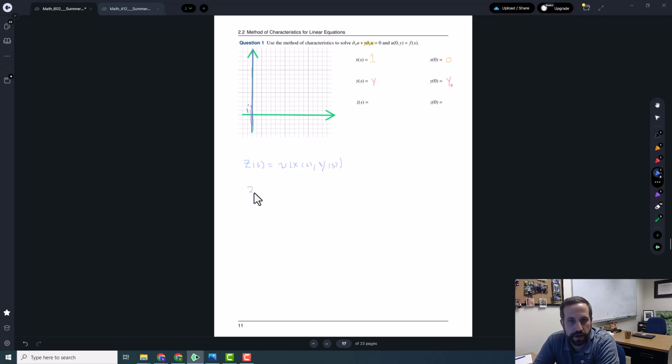And so by the chain rule, z dot of s is going to be equal to x dot times the x derivative of u plus y dot times the y derivative of u. Well, what is x dot? X dot is 1. Y dot is equal to y.